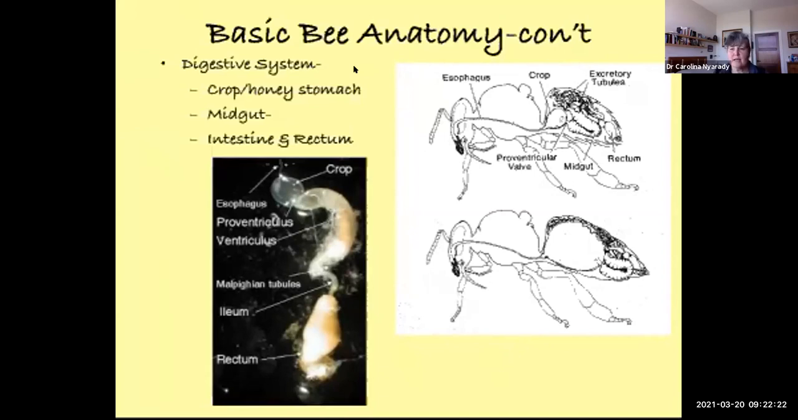And so once they get home, they're able to regurgitate that nectar from that crop honey stomach onto a nest mate within the hive that will then further process that nectar and turn it into honey. And so bees also have their own gut contained within the midgut. And then furthermore, they also have an intestine and a rectum as well.